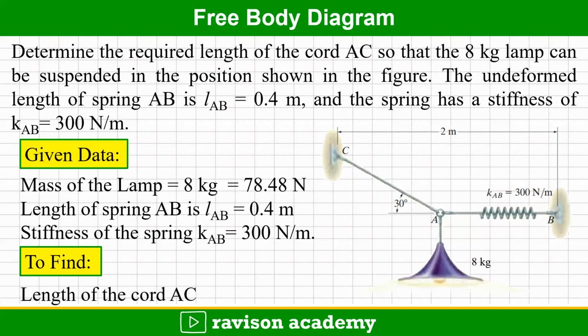The mass of the lamp is given here as 8 kg, so convert the 8 kg into Newton. The length of the spring AB in the undeformed condition, that is the initial condition, is given as 0.4 meter, and stiffness of the spring K is given as 300 Newton per meter, and the horizontal distance between B and C is given as 2 meters. Here we want to find out the length of the cord AC.